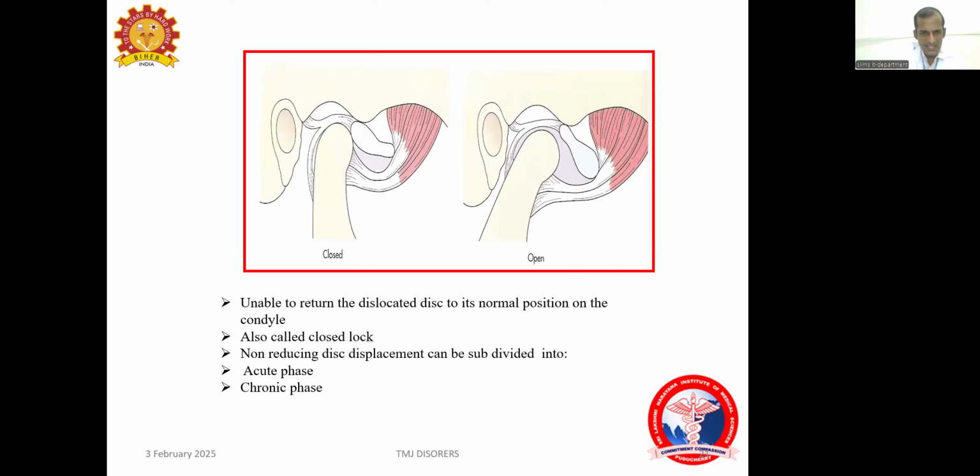And when you see this, it is with regard to opening and closing of the mouth. The first one is the closed position. When the mouth is closed, this is the position of the temporomandibular joint. The other one is associated with the open condition, unable to return the dislocated disc, due to the disorder called lockjaw. Non-reducing disc displacement can again be either acute or chronic.